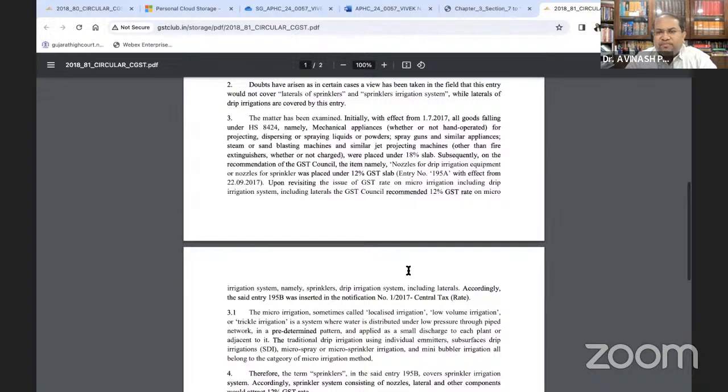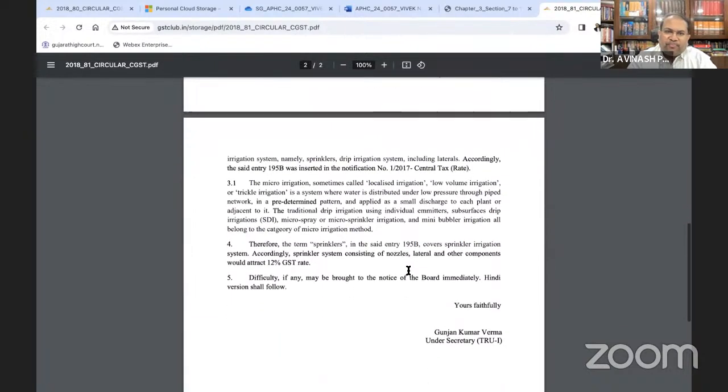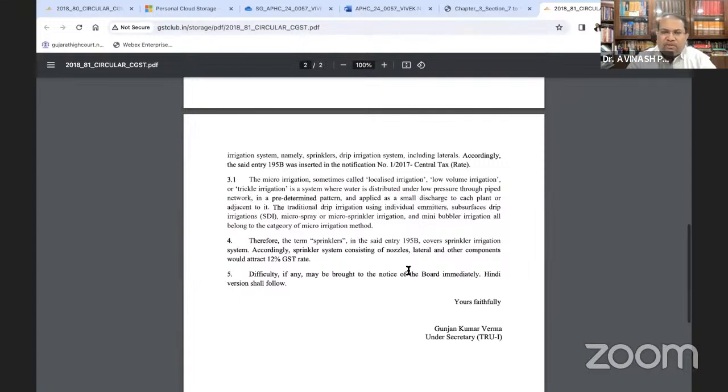So therefore, when the issue was revisited, then for the micro irrigation, including the drip irrigation system, including laterals, the rate which was recommended by the council was 12%. So therefore, the entry of 195B was inserted. The micro irrigation, sometimes called localized irrigation, low volume irrigation, or trickle irrigation, is a system where water is distributed under low pressure through piped network. So the water is getting distributed through a piped network, but under a low pressure in a predetermined pattern and applied as a small discharge to each plant or adjacent to it.